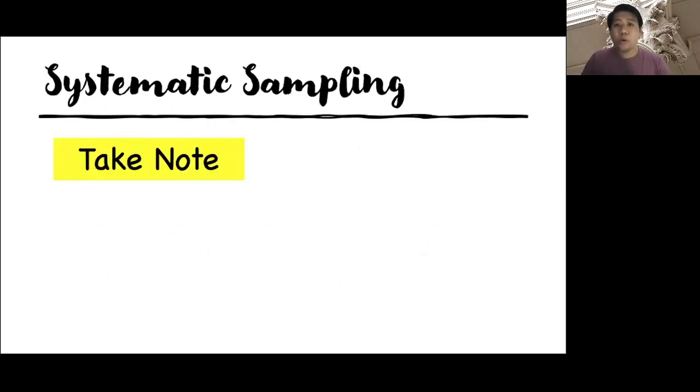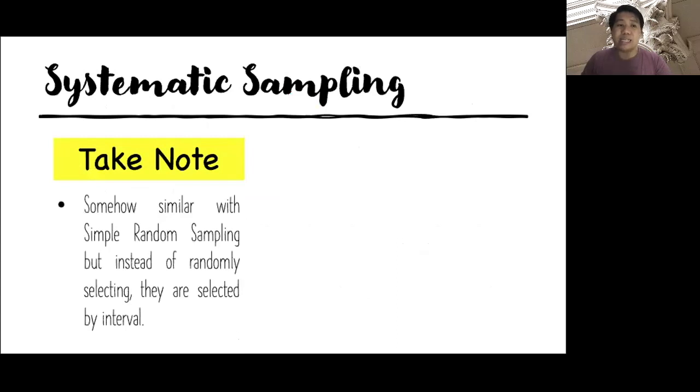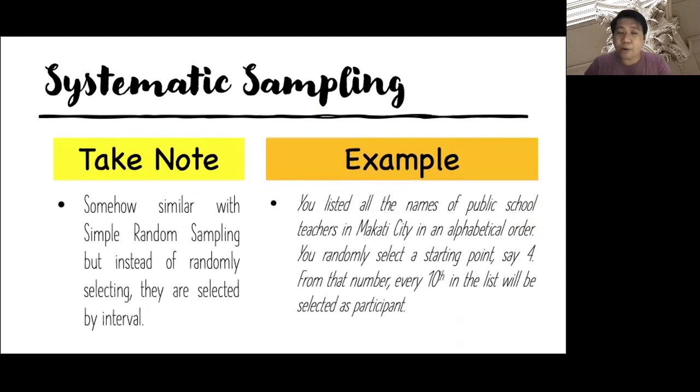So please take note kapag ginagamit natin ito, it is somehow similar with simple random sampling, but instead of randomly selecting the participants, they are selected by interval. So ano example? So you listed all the names of the public school teachers in Makati in an alphabetical order. You randomly select a starting point, let's say it is 4 in the arrangement. From that number, every 10th in the list will be selected as participant.